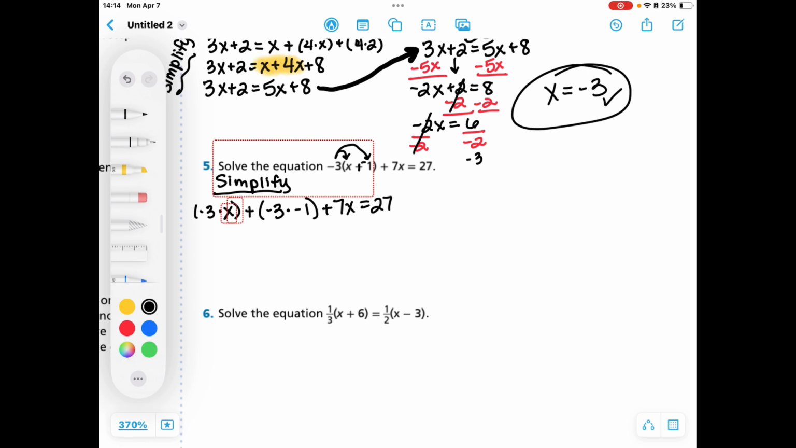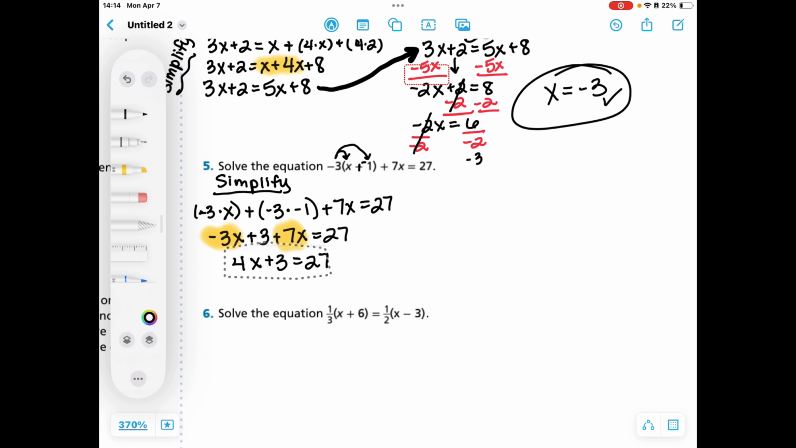Still going through the process of simplifying first. -3 times x is a -3x. I'm going to keep that plus sign there because -3 times a -1 is actually a +3, so that works out. Plus 7x equals 27. Last thing I do have a set of like terms. -3x plus 7x, well, that's a +4x. Plus 3 equals 27. Now that I have this simplified, I am able to solve. So I'm just going to have that rewritten off to the side.